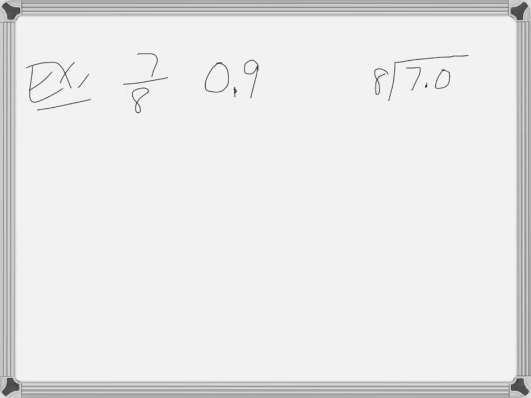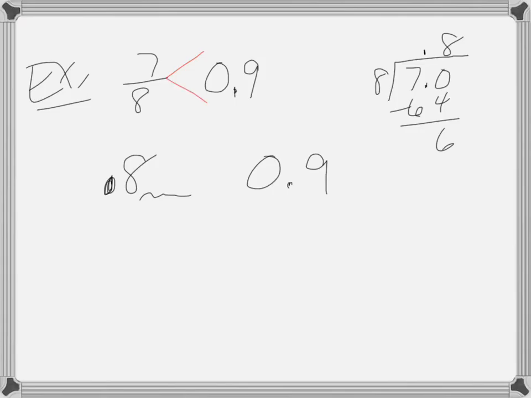8 doesn't go into 7, so we'll put our decimal. 8 goes into 70 8 times. Now we don't really need to go any farther than that because it's going to be 0.8 and some other digits compared to 0.9. It doesn't matter how many digits there are behind 0.8. 0.9 is always going to be larger than that. So 7/8 is less than 0.9.